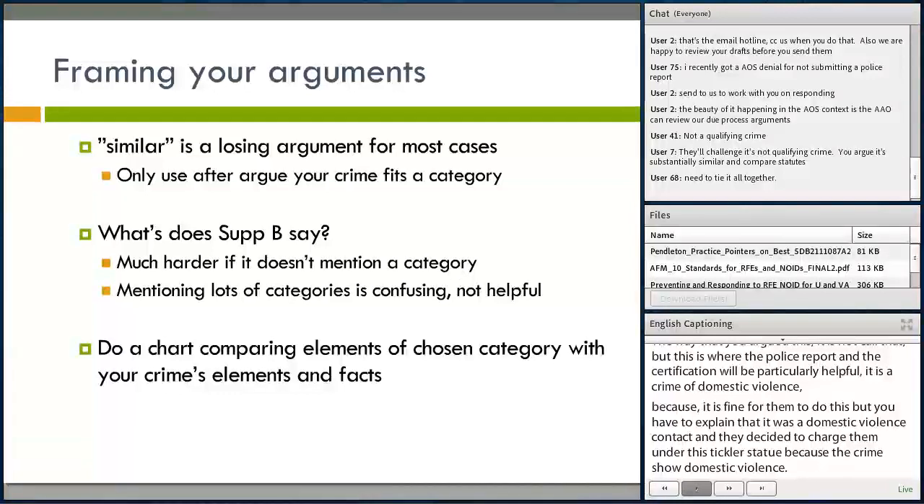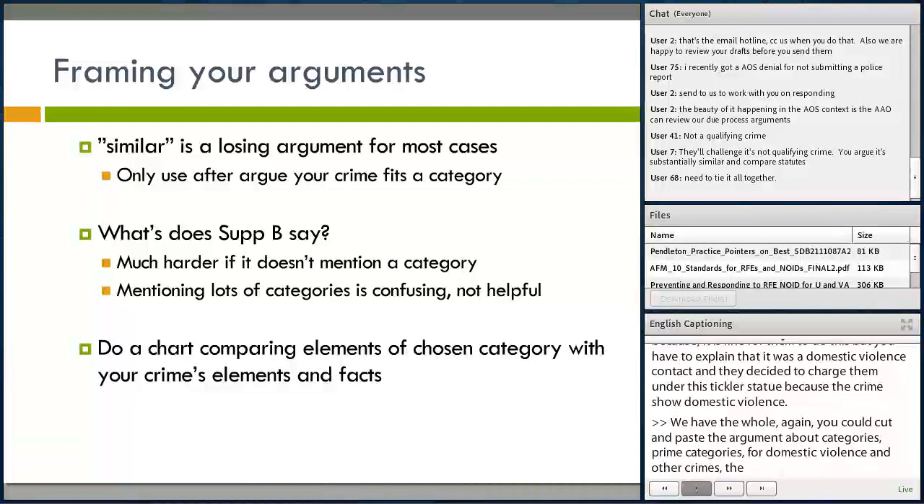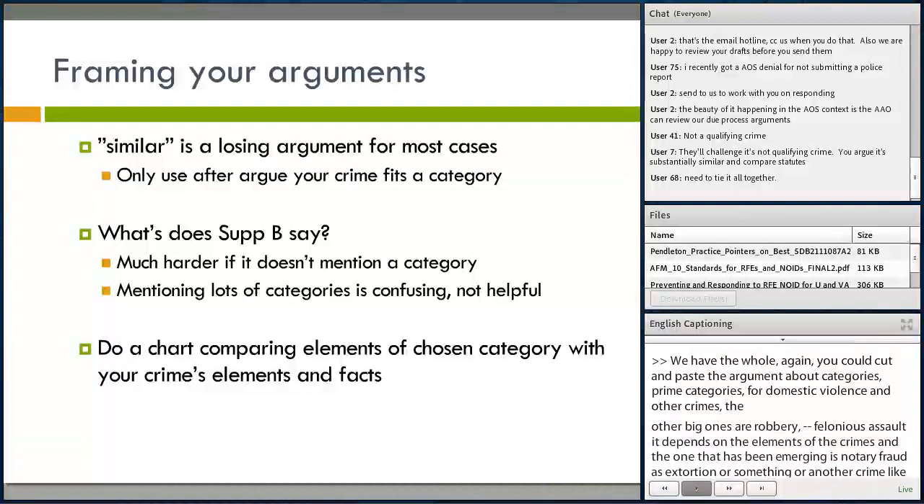So we have the whole, you can cut and paste our arguments about crime categories, both for domestic violence and for other kinds of crimes. The other big ones are robbery as felonious assault, which again depends on the elements of the crime and the facts. And the one that's been emerging is notary fraud as extortion or another crime like that.